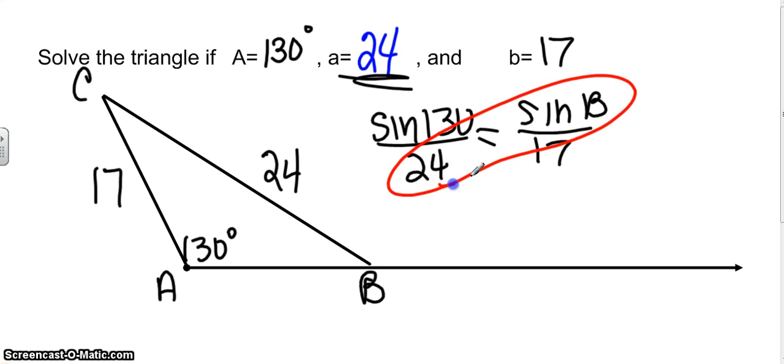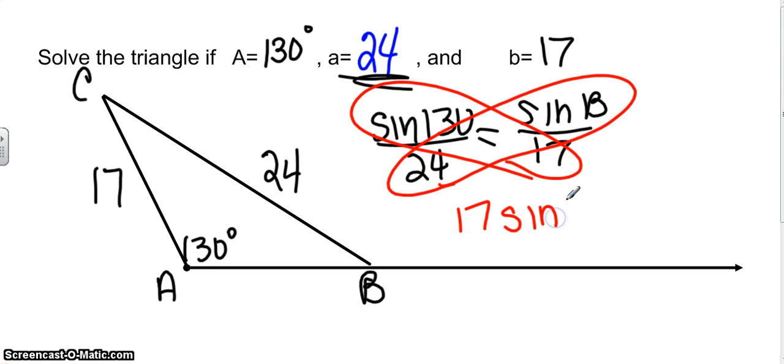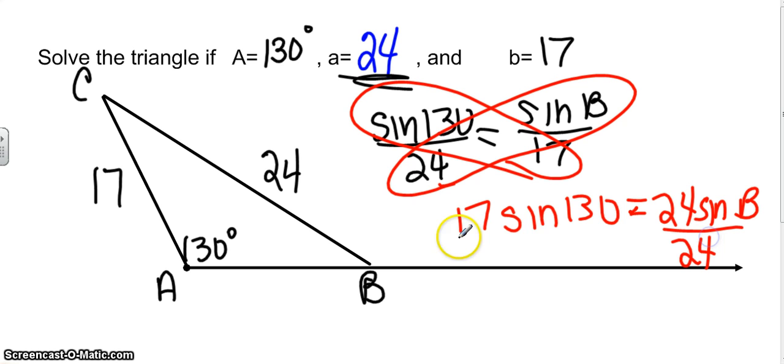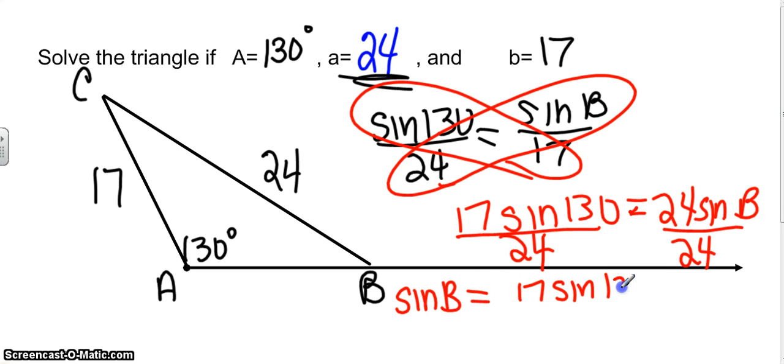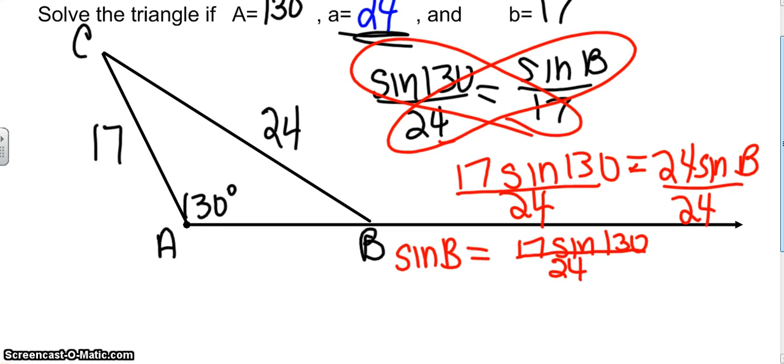So I'm going to do a product of the means equals product of the extremes. So 17 times the sine of 130 is equal to 24 times the sine of B. And I want to divide both sides by 24. So when I solve for B now, I have the sine of B is equal to 17 sine 130 over 24. And in my calculator, this is what I'm going to type in.